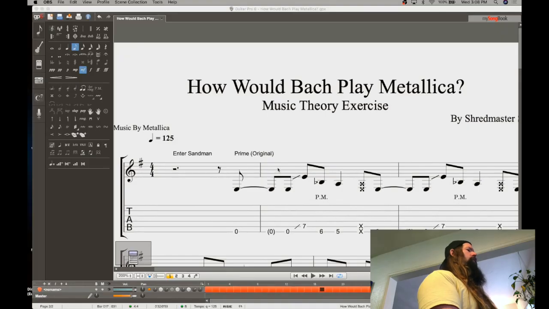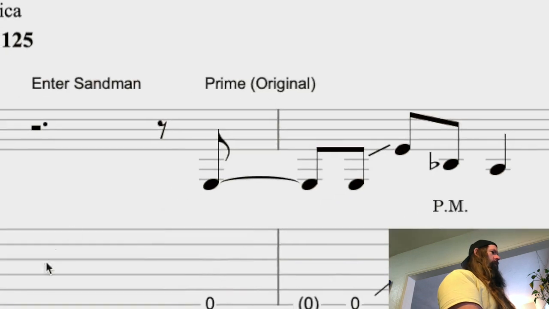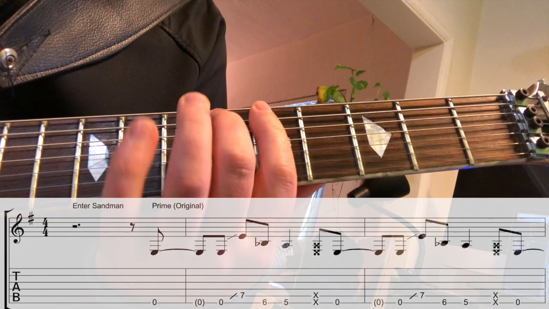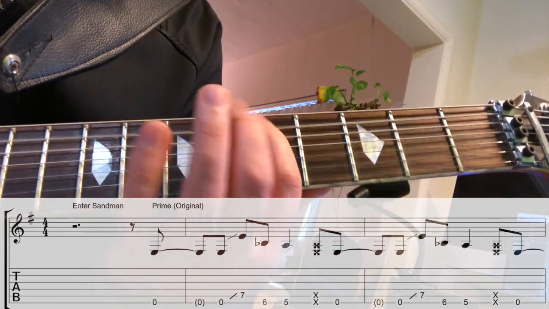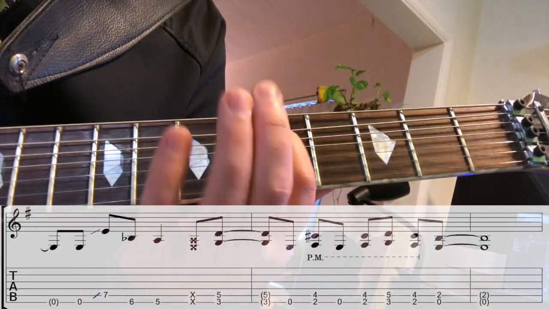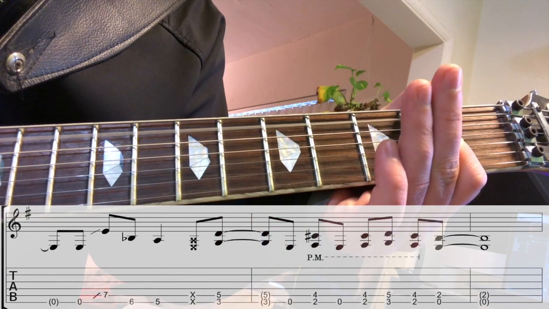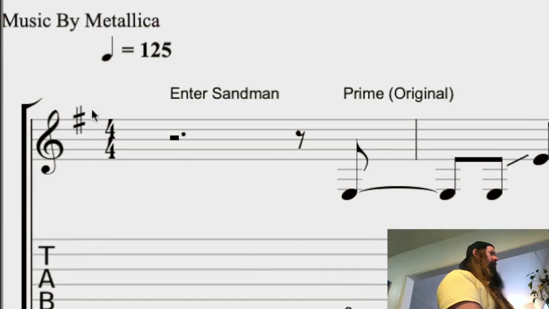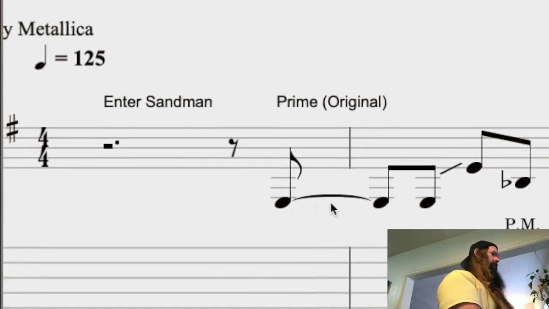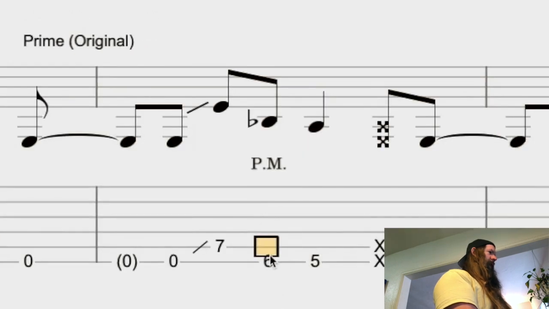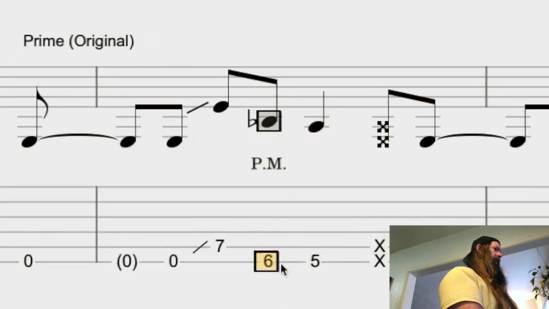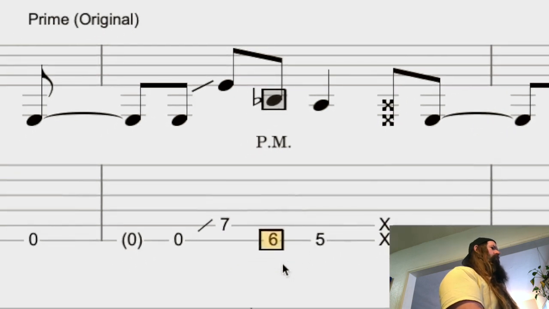Now let's have a closer look at what's going on. So first of all, we've got the prime, which is just the original. We're in the key of E minor, containing one sharp. And another notable thing here is the flat fifth degree, or the B flat note. It's basically just a blues riff.